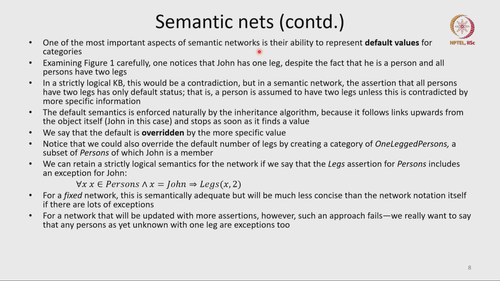So, basically it represents what are called default values. For example, since it inherits two legs from persons, everybody is assumed to have two legs unless it specifically says that a person has one leg.